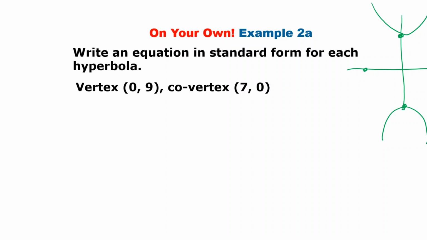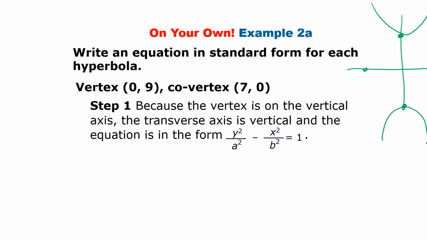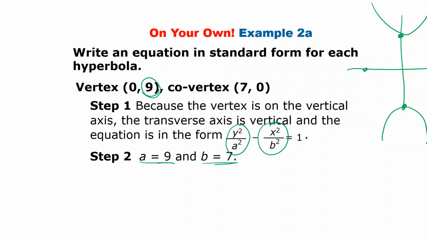and negative 7, 0. All right, so I kind of have an idea of what it's going to look like. If it looks like the y, what does that tell me the equation is going to look like? Well, you should have said y squared over a squared minus x squared over b squared equals 1. So once you've done that, we easily have our a and we have our b already, because it said our a was 9 and our b is 7.